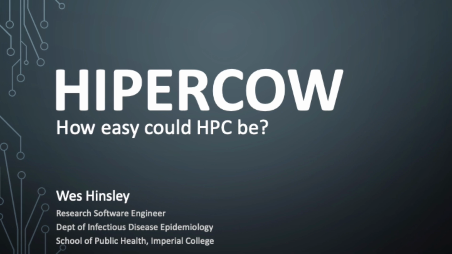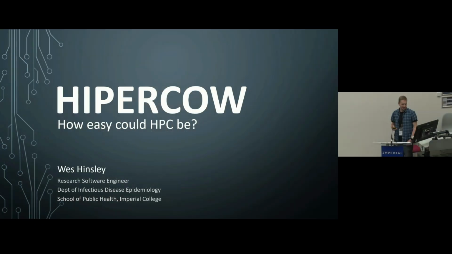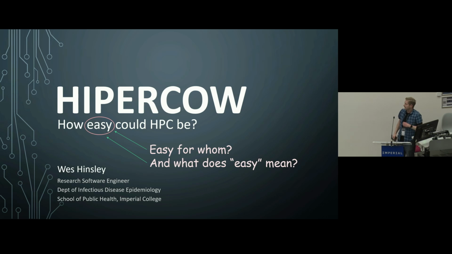Hypercow: how easy could we make high-performance computing? And easy for who is the first question. I sent the whole set of slides to my colleagues, who quickly gave some constructive feedback and said it should be easy for whom, with an M on the end. So I changed that. That was helpful. What does easy mean? Is it for me, as the high-performance person in the department, or for the users? Hopefully all of the above.